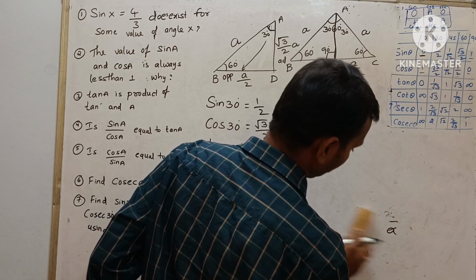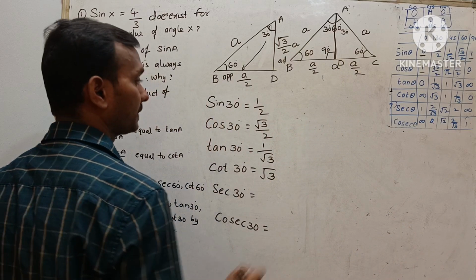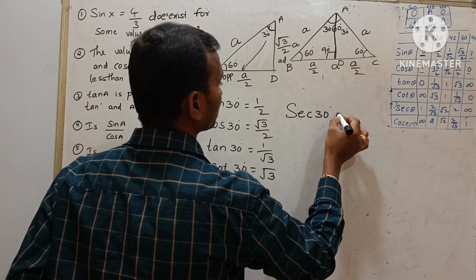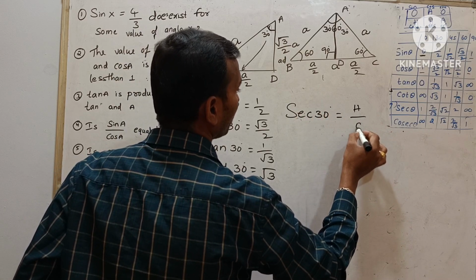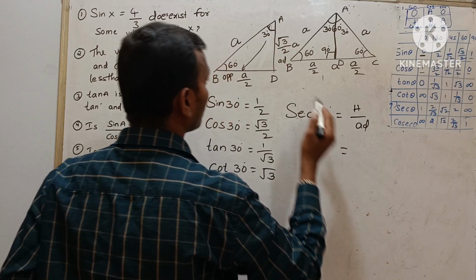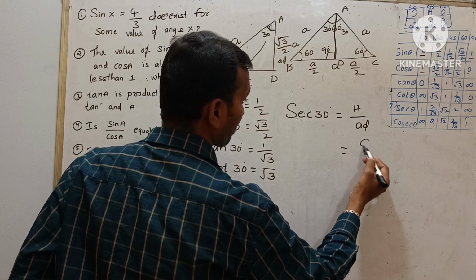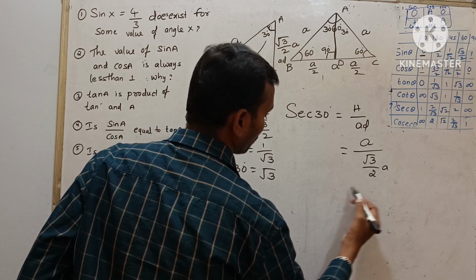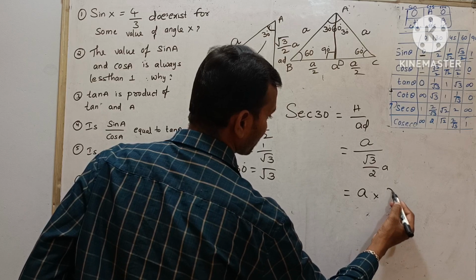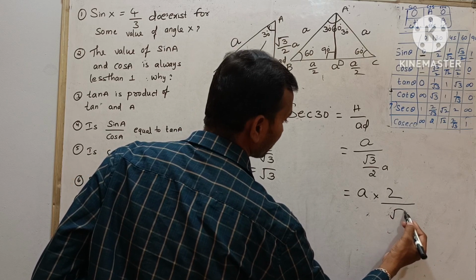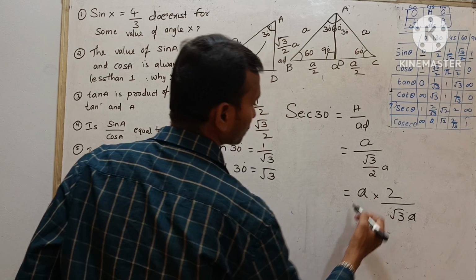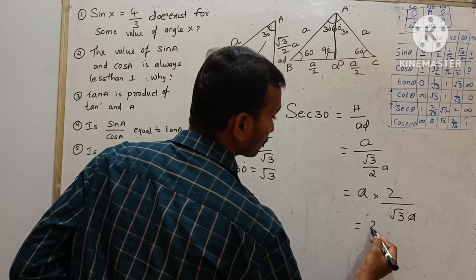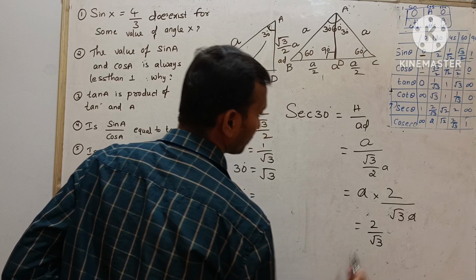Next, secant. Secant is nothing but hypotenuse by adjacent. Here the hypotenuse is nothing but A, and the adjacent is root 3 by 2 times A. Fraction by fraction, whenever the denominator is a fraction it goes to the numerator and becomes reversed. So secant 30 is nothing but 2 by root 3.